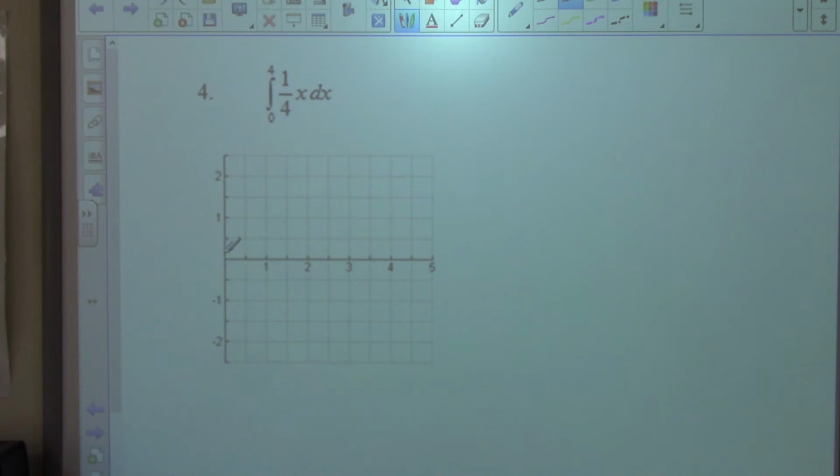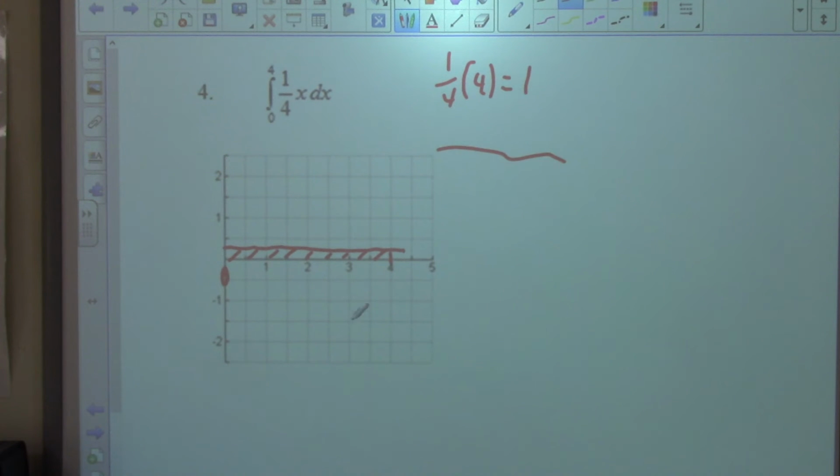Okay, so 1/4 would be like right here. Yes, across. So it goes like this, and then from 0 to 4. So you'd have this area here, right? Yes. So you say 1/4 times 4 is equal to 1.